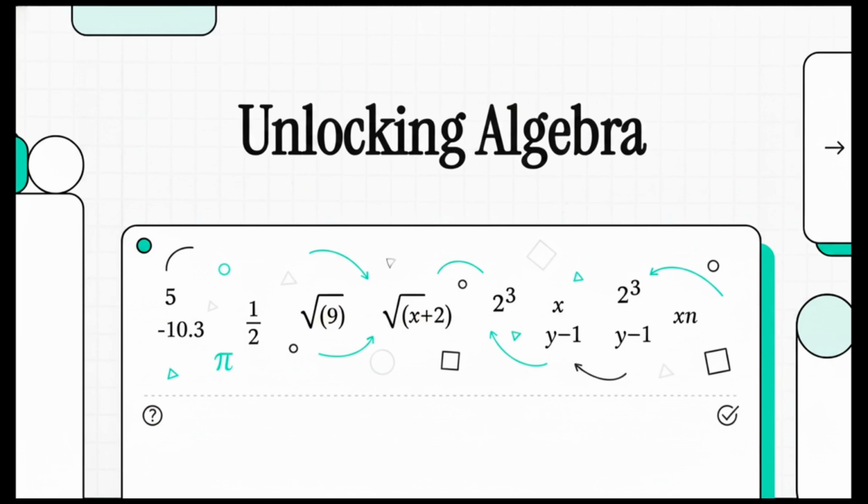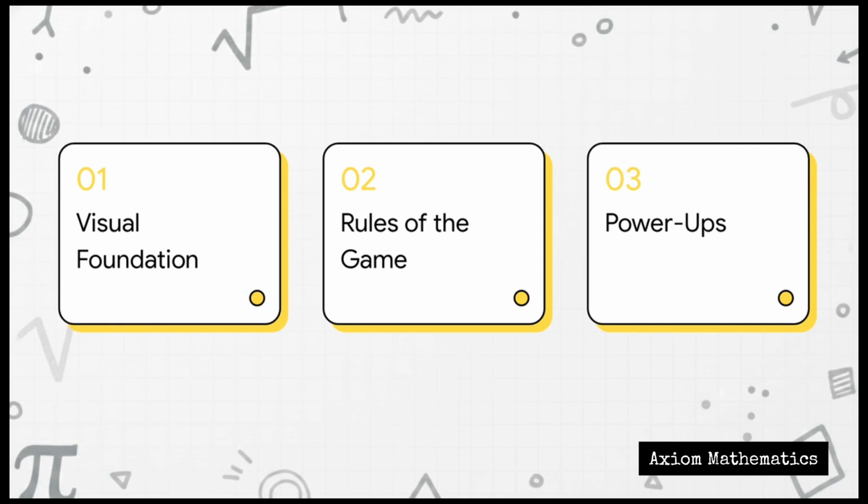We'll be focusing heavily on number lines, real number properties, and operations with radicals and exponents. By the end of this session, you're going to see these concepts not as intimidating random symbols, but as logical, completely predictable tools. Okay, let's dive right into this. Here's our roadmap for today. First up, the visual foundation. Second, the rules of the game. And third, power-ups, radicals and exponents.